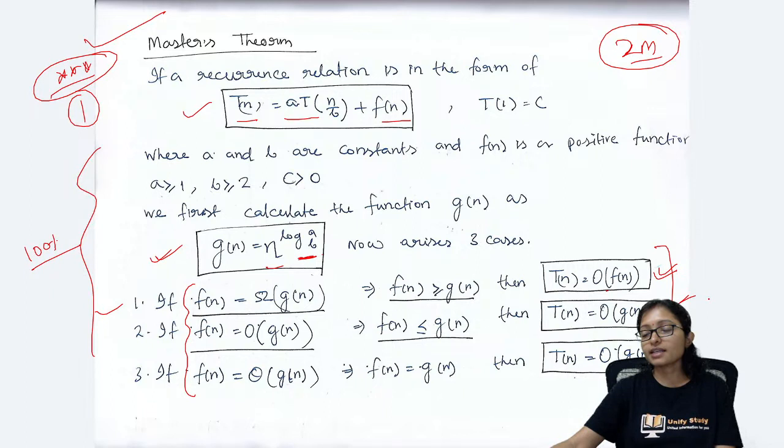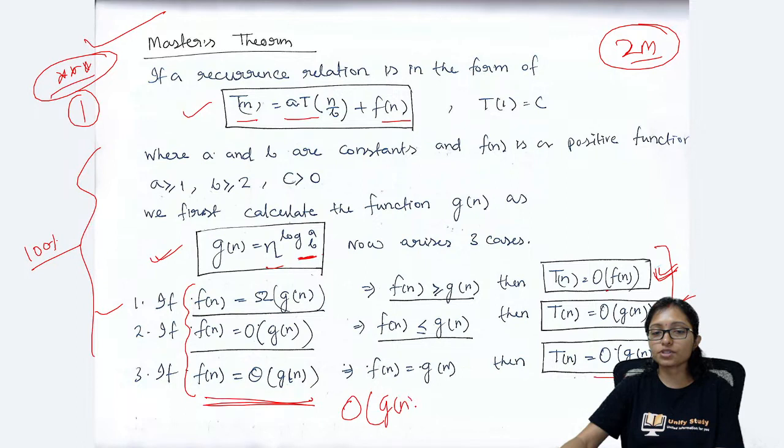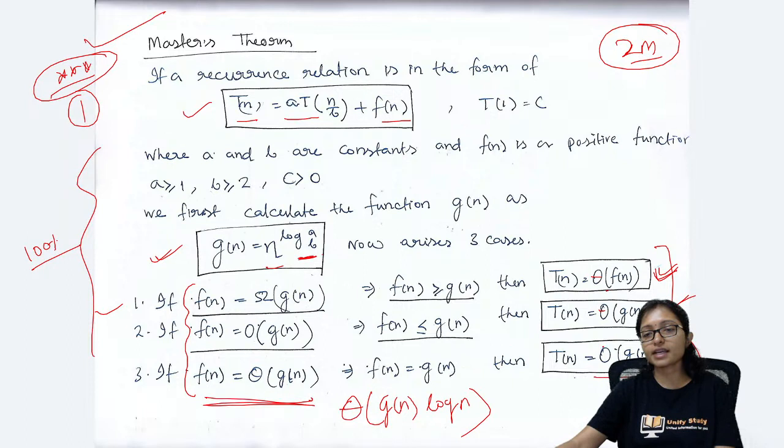Yes, what is your question, Nila? Tell me your question. If both Fn and Gn are the same, then your answer will be order of Gn log n. Actually, we should write it as theta. We should not write it as order, it should be theta, okay?